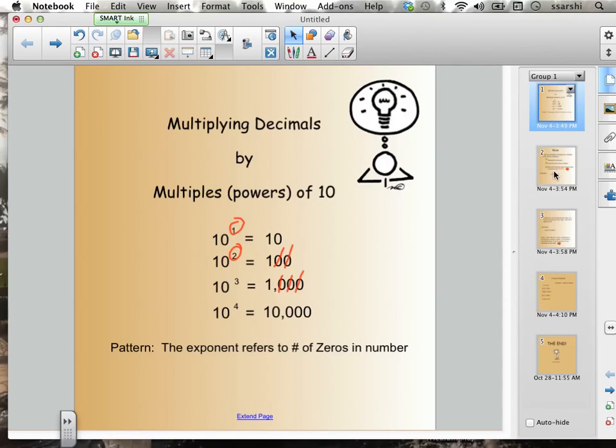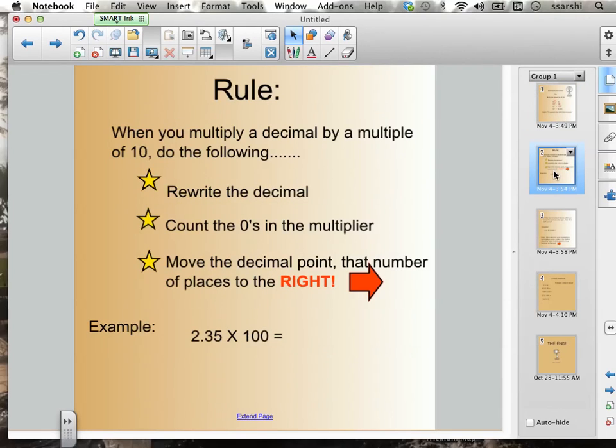So let's look at multiplying with decimals. The rule is when you multiply a decimal by a multiple of 10, that means 10, 100, 1,000, 10,000, you take the following steps. First, rewrite the decimal. Second, count the zeros in the multiplier. Third, move the decimal point that number of places to the right. So our example here is 2.35 times 100.